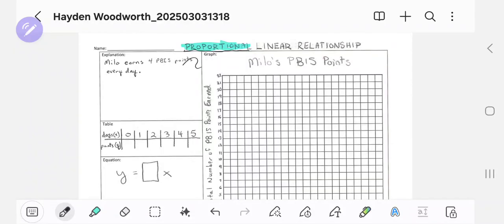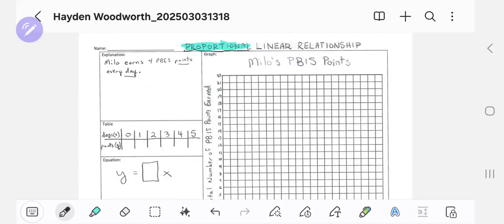So what can we count here? What are the two things that we can count? We can count points and we can count days. So those are our two quantities. It's just an amount of something, right? An amount of points and an amount of days, and they're related. How are they related? Every day he gets 4 points. And that's what we call a ratio, or a rate.